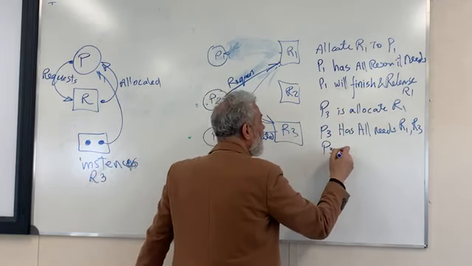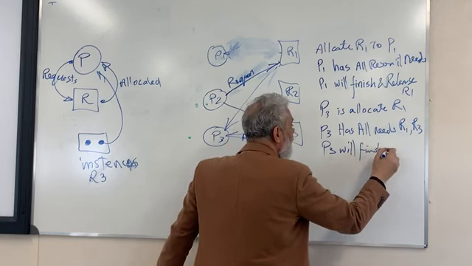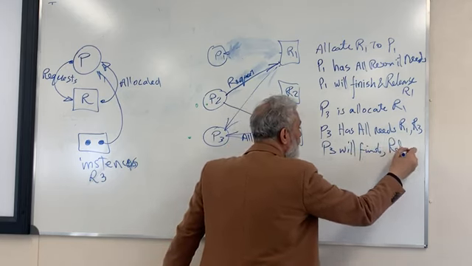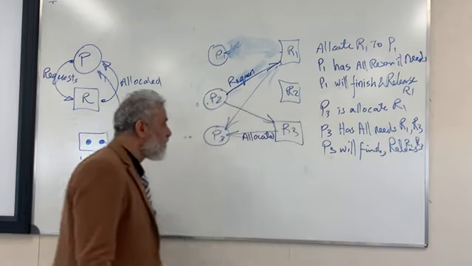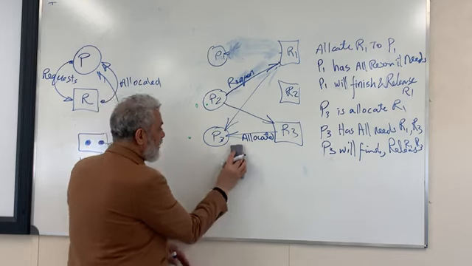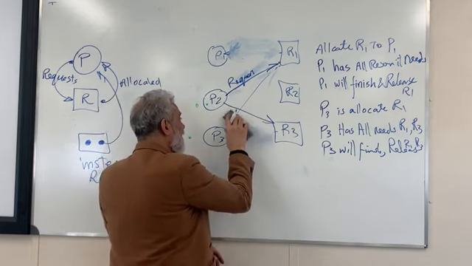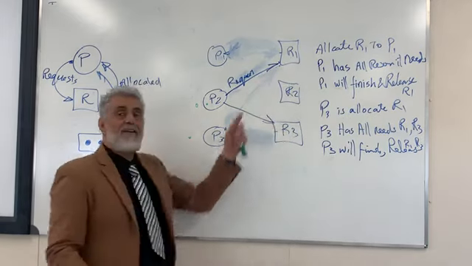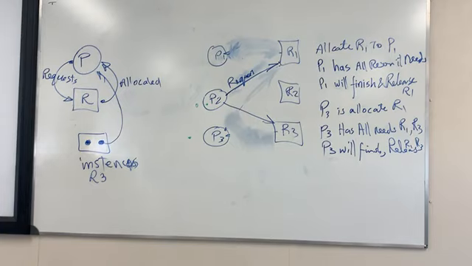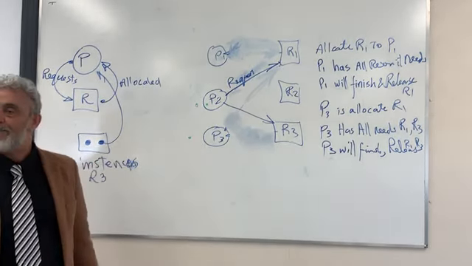So process 3 will finish and will release resource 1 and resource 3. So there it is. This is the finishing. The finish means remove this arrow, which means these 2 resources are now free, resource 1 and resource 3. Who needs them? They're both needed by process 2.